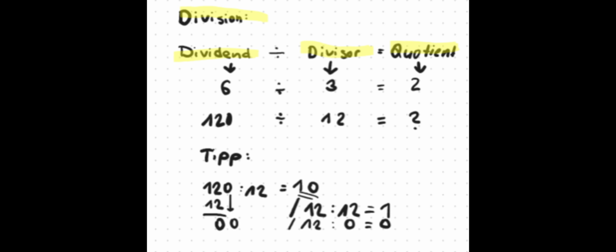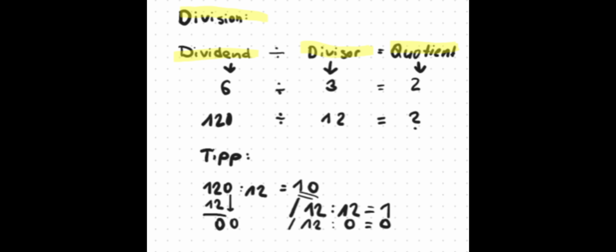And now for the sample problems from the very last basic operation, division. The easy problem is 6 divided by 3, which equals 2. And the difficult problem is 120 divided by 12. Now I'll explain how you can calculate them easily in writing.